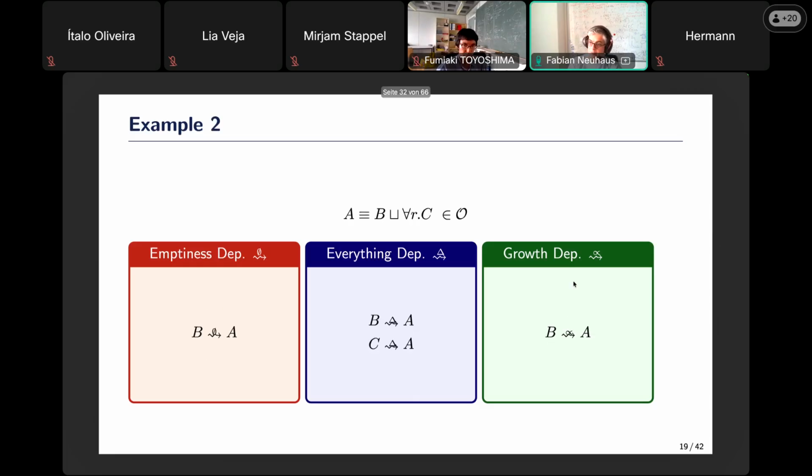Here's another example where you have the axiom A is equivalent to B or for all R.C. If you have that in your ontology, according to emptiness dependency and growth dependency, B depends on A, and in the case of everything dependency, B depends on A and C depends on A. Sorry, I probably said that wrong. I meant B depends on A and C depends on A.